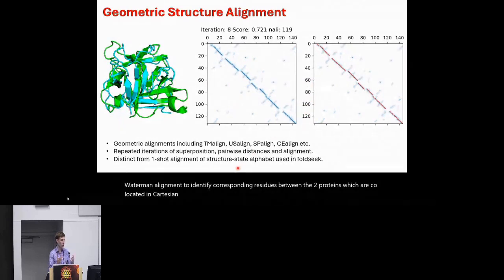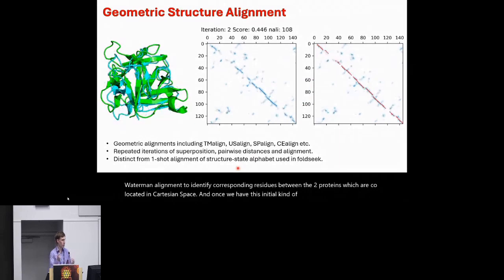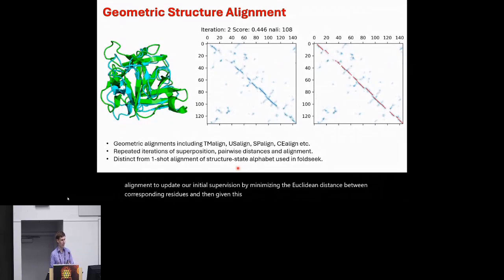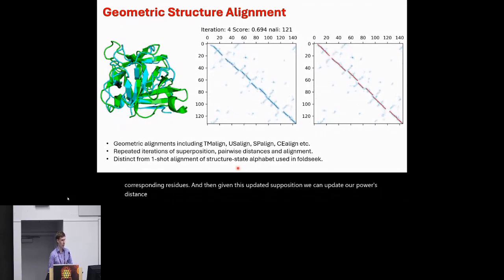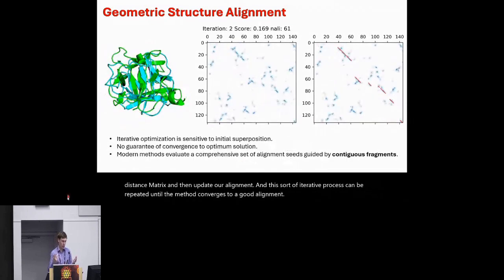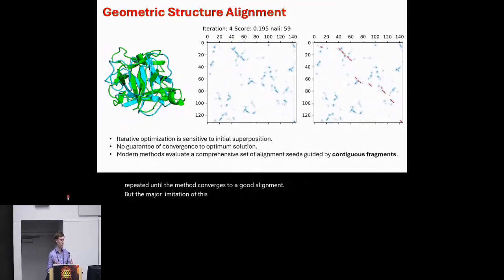Then once we have this initial alignment, we can use it to update our initial superposition by minimizing the Euclidean distance between corresponding residues. And then given this updated superposition, we can update our pairwise distance matrix and then update our alignment. This iterative process can be repeated until the method converges to a good alignment. But the major limitation of this approach is it's really sensitive to that original superposition used to start the process.